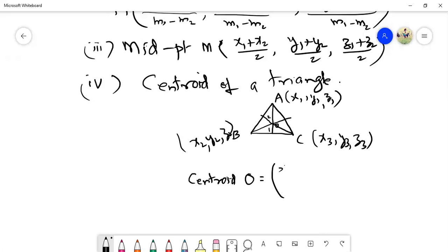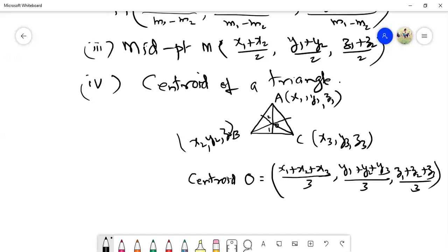So the coordinates of the centroid will be x1 plus x2 plus x3 upon 3, y1 plus y2 plus y3 upon 3, z1 plus z2 plus z3 by 3. This will be the coordinates of the centroid. This is the centroid of a triangle.